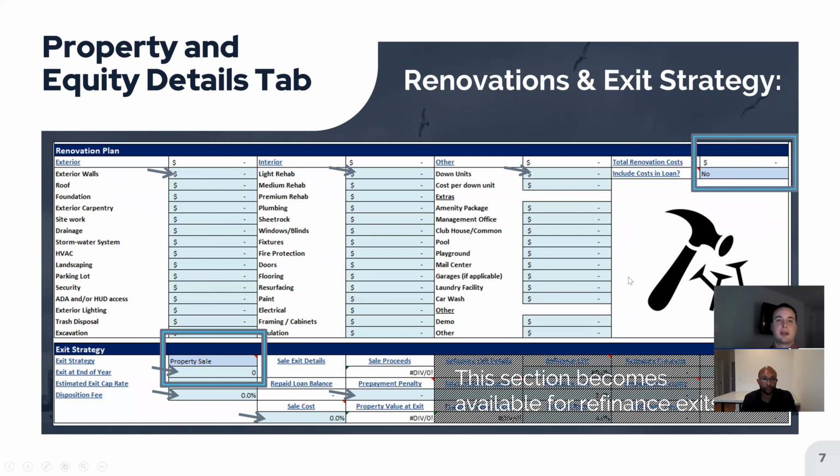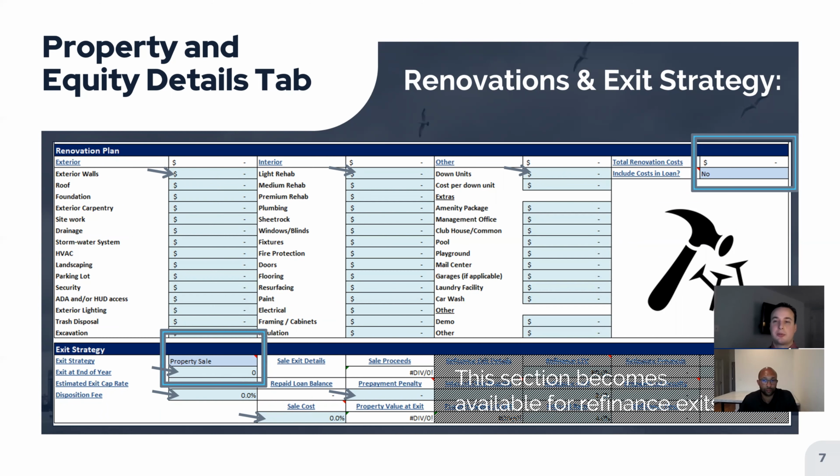All right, also on the property and equities details tab, renovations and exit strategy. Obviously, once you take this property over, we're going to be doing some renovations. We're going to be making it better. So this is where you plan out the costs for those renovations. And you can put them all in one line if you've just got a very high level number. You can put them all in light rehab. But once you get further on down the road, you're going to want to get your detailed quotes from your vendors, and you want to put that information into this template here.